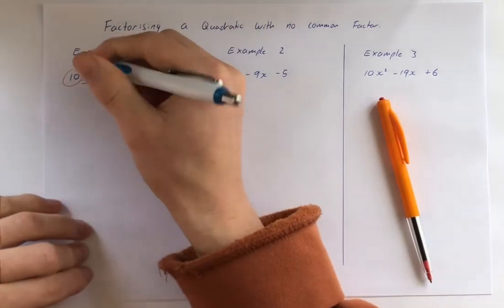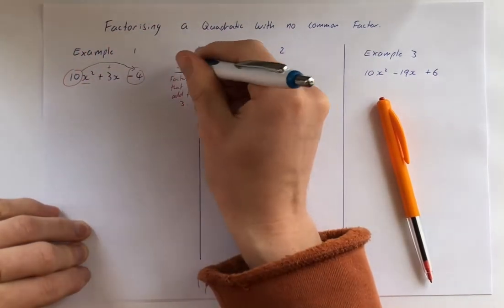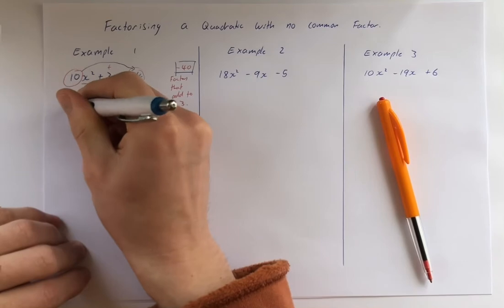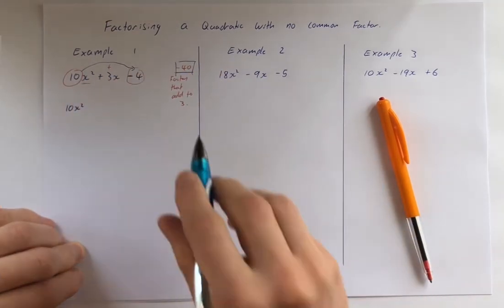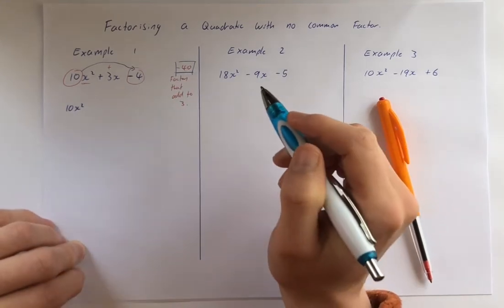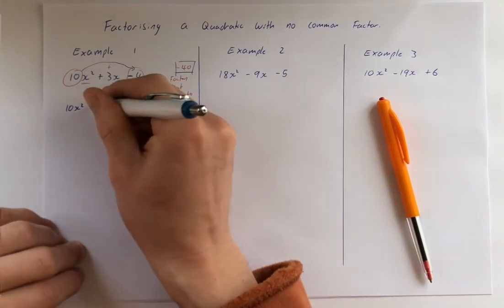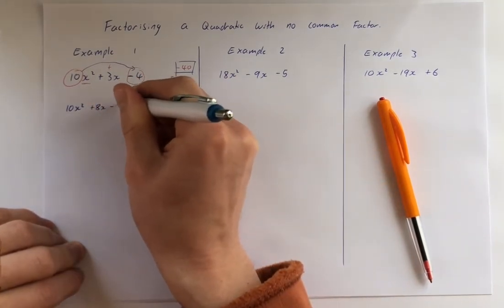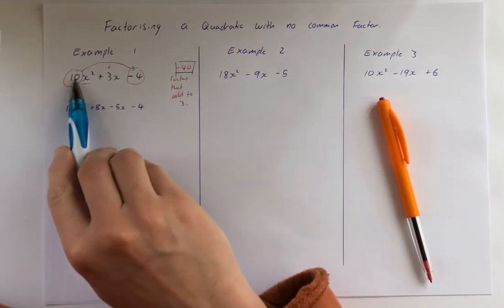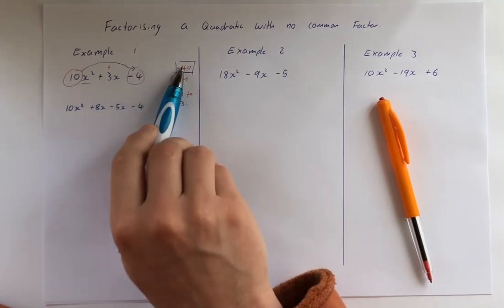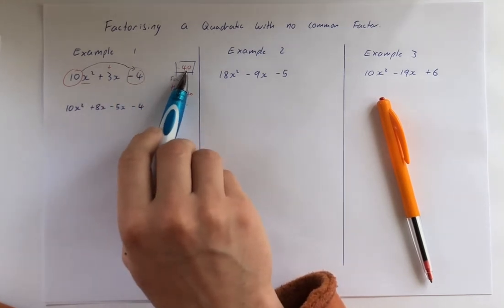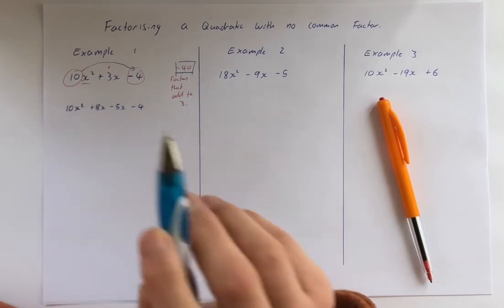So we go first times last, get that number, and then we want to split that 3 using those factors. So 10x squared, I'll show you what I mean. What factors of negative 40 add to 3? 5 and 8, so plus 8x minus 5x minus 4. So multiply the first by the last, get that number, think what factors of negative 40 add to 3. So positive 8 and negative 5 multiply to negative 40, and they add to 3.